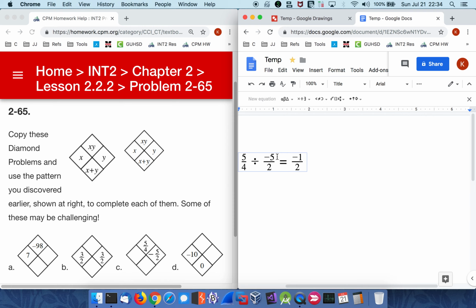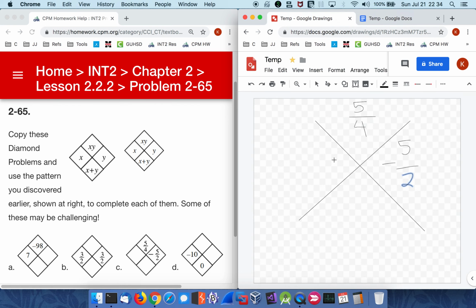How would we check this? Well, you just multiply this by this, right? So negative 5 times negative 1 is 5. 2 times 2 is 4. Boom, 5/4. So the answer to the one on the left is negative 1/2. Okay? Cool, because negative 1 times negative 5 is 5. 2 times 2 is 4. Boom. Negative times negative is positive. Good to go.